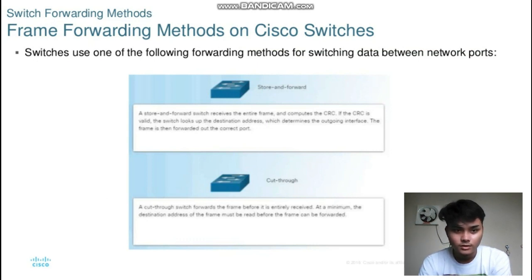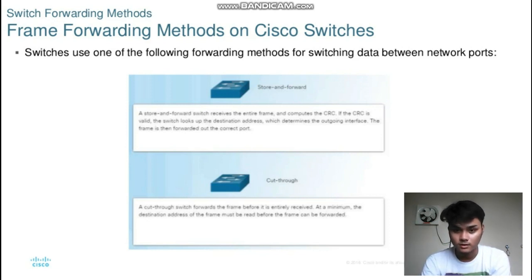As you can see, switches use the following forwarding methods for switching data between network ports. We have store-and-forward. A store-and-forward switch receives the entire frame and computes the CRC. If the CRC is valid, the switch looks at the destination address, determines the outgoing interface, and forwards the frame out the correct port. Cut-through forwards the frame before it is entirely received.